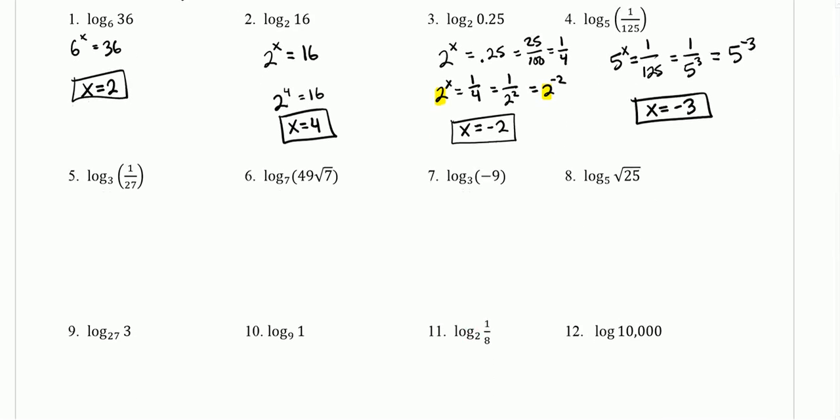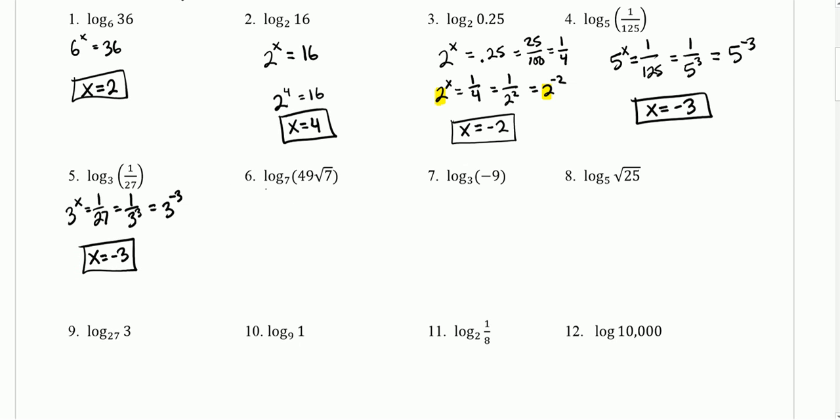Number 5 is log base 3 of 1 over 27. This is asking the question, 3 to what power is 1 over 27. 27 is 3 to the third power, which is 1 over 3 to the third power, is 3 to the negative third power, so our exponent is -3.